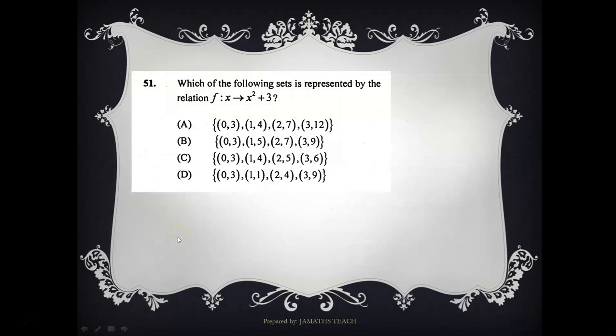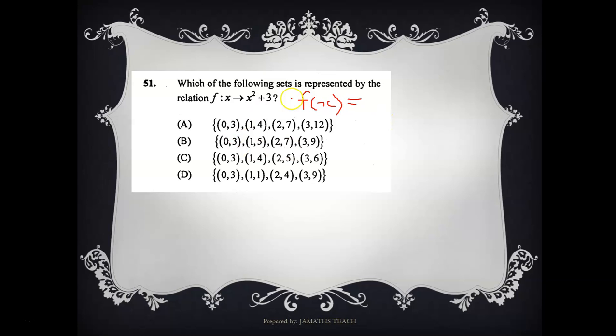Question 51. Which of the following sets is represented by the relation f is such that x is mapped to x squared plus 3? So of course we know that this is the same thing as f of x is equal to x squared plus 3. So they are the same thing.